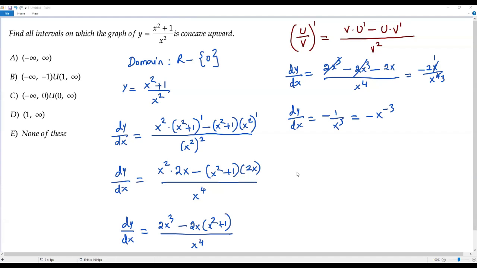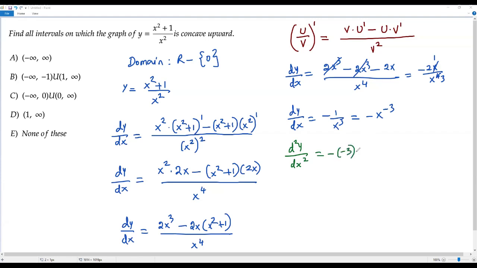Now I can do the second derivative, that is d square y over dx square. So this is the second derivative, which is equal to... to get the derivative of this one, I have to use the power rule. Power rule means I have to bring this exponent in front of the variable and subtract 1 from the exponent.